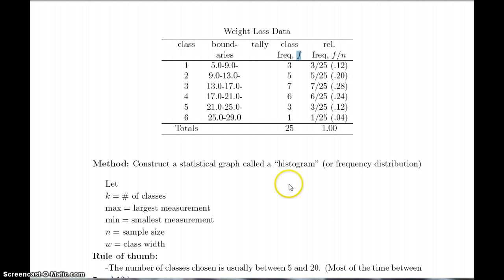Now how did we do this? Now I'm going to explain how we got those 6 classes and what we're going to do with this later. Basically, if you look at this, you find that the most weight loss happens between 13 and 17. Very close to it were 9 to 13 and 17 to 21.